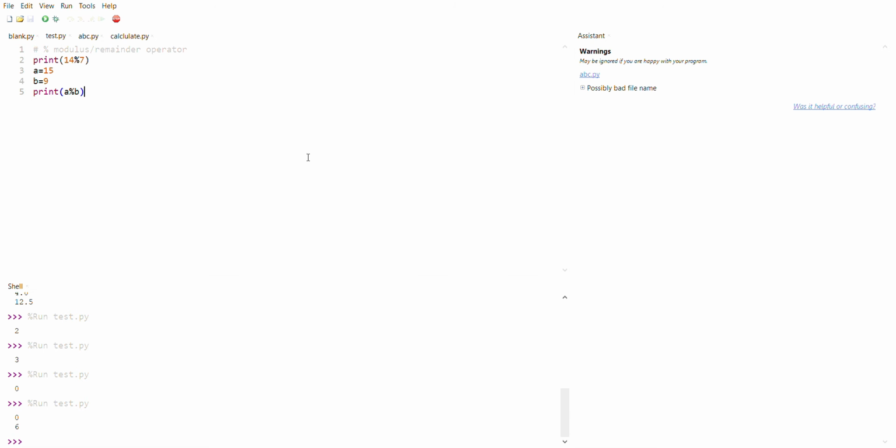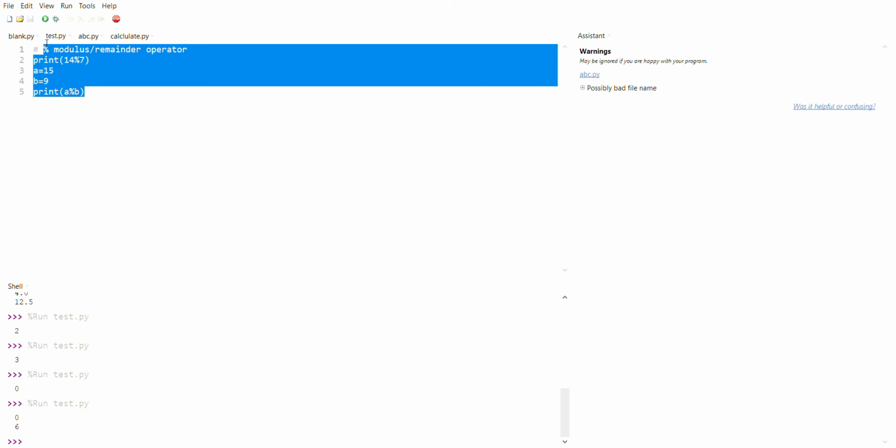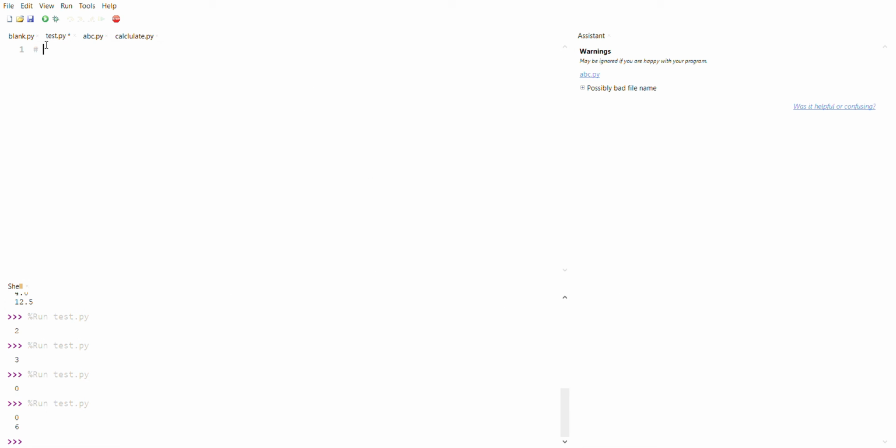Now we'll move to the next operator. The next operator is floor division. Floor division is symbolized by the two slashes. The floor division gives us the whole number value that came by dividing.